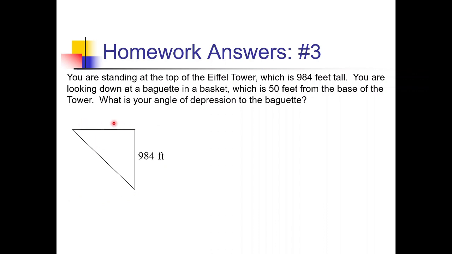But we're going to put it on this side up here because it's the same distance, so 50 feet up here. And we want the angle of depression, that's this angle between the horizontal and the hypotenuse. So based off this angle, I do not have the hypotenuse at all. I have the opposite and the adjacent sides. So opposite adjacent, that's the TOA part of SOHCAHTOA. So I can write tangent of theta equals opposite over adjacent. So in this case we have tangent of x, the angle, equals opposite side 984 divided by adjacent side 50.